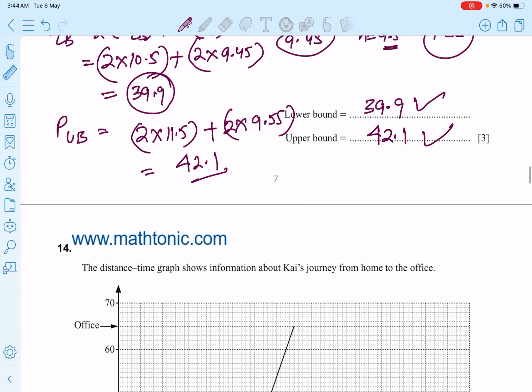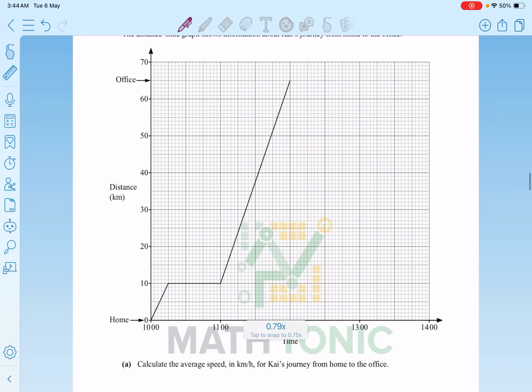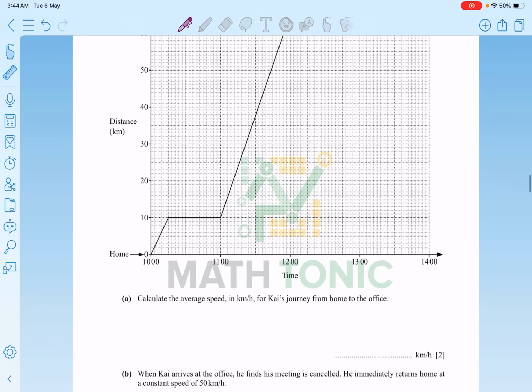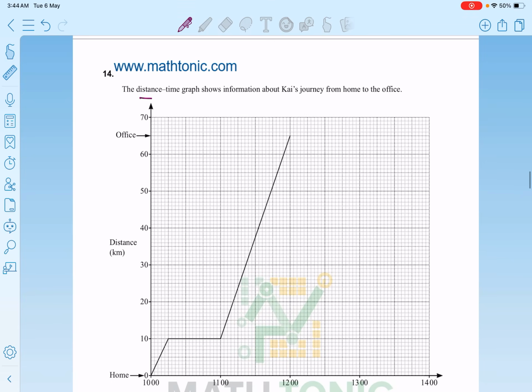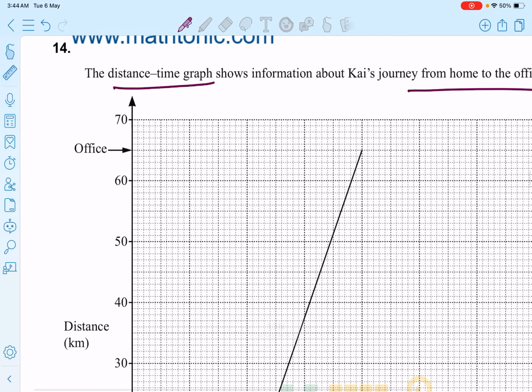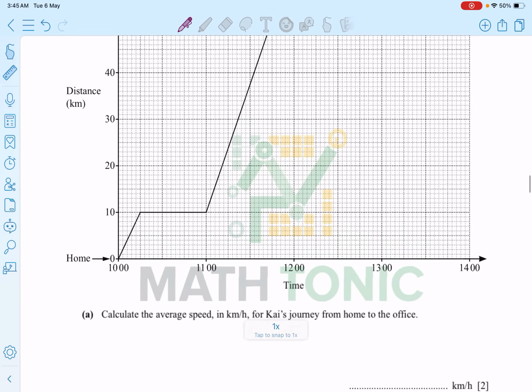Yes. Question number 14 is a graph question. I think this is a distance-time graph. Yes, this is a distance-time graph, and it shows the information of a person's journey from home to office. If you see this question carefully, the distance is given. If I count it, I'm getting 61, 62, 63, 64, 65. Yes, this is 65 kilometers. Got it? Okay, so what is the first question given?